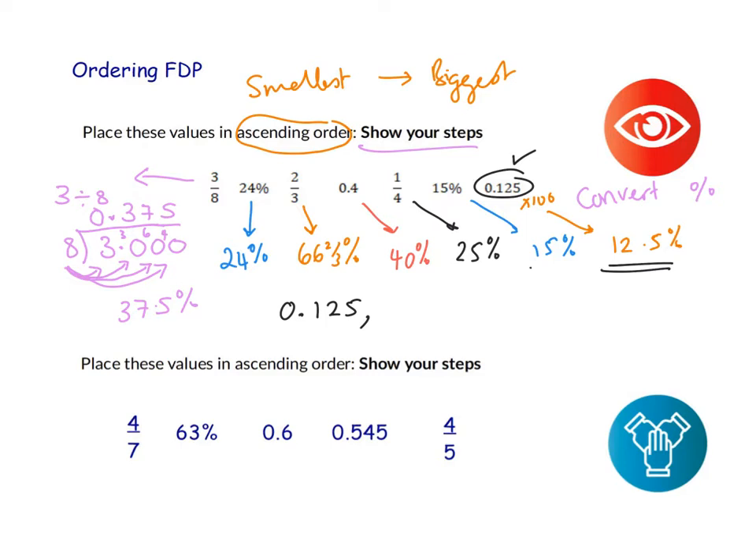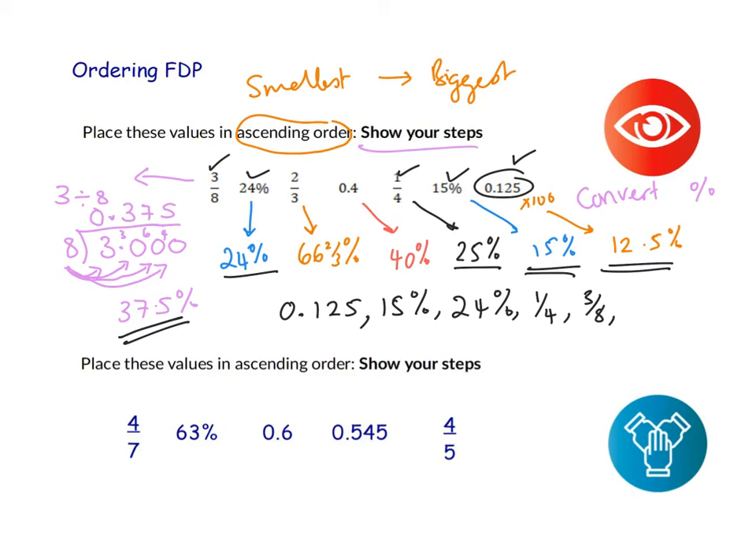Then it's going to be the 15%, which is 15% in the question. Then we've got the 24%, also 24% in the question. Then we've got 25%, which is a quarter, so I need to put the quarter in. Take that one off. Then we've got the 37.5%, which is the 3 over 8. Take that one off. Then that's going to give us 0.4 to finish with the 2/3. So that's my answer.